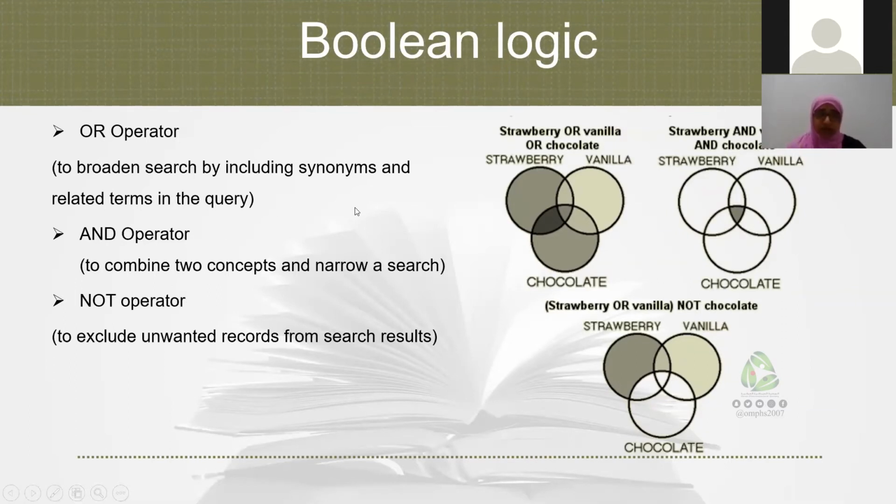So OR is to broaden your search by including different synonyms and related terms in that query, and AND will combine two concepts and it will narrow your search. NOT will exclude any unwanted records from your search result.